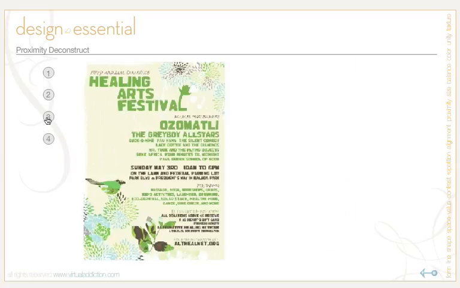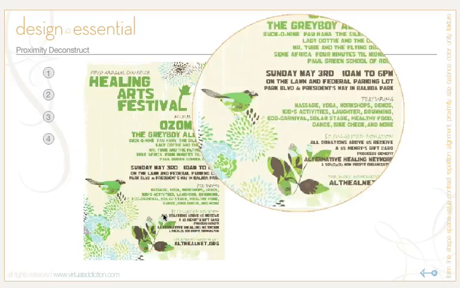This Healing Arts Festival poster uses proximity, along with color, to help visually separate information about the specific event. The title and the bird visual are most predominant, and the eye is led down through the poster, getting more and more information about the who, the where, the when, and the what questions. The designer grouped related text items together, allowing the viewer to quickly absorb important information about this specific event.